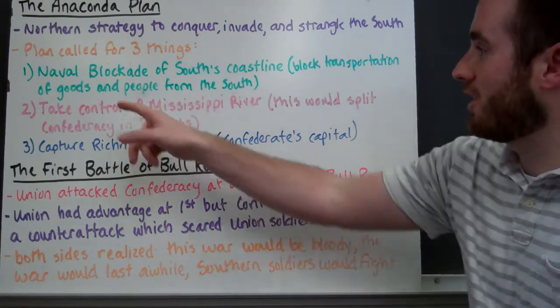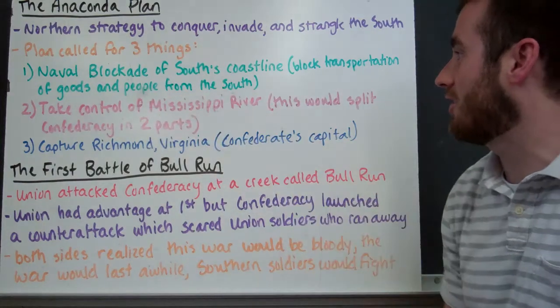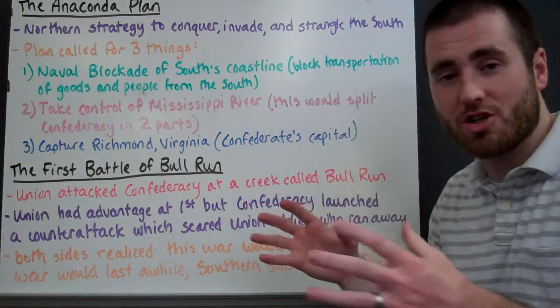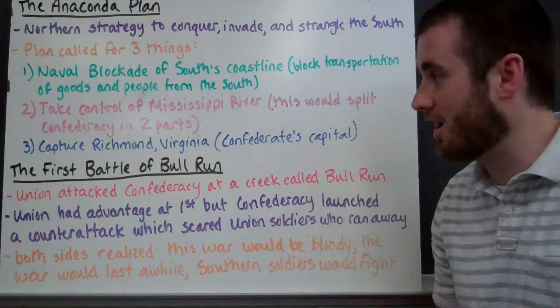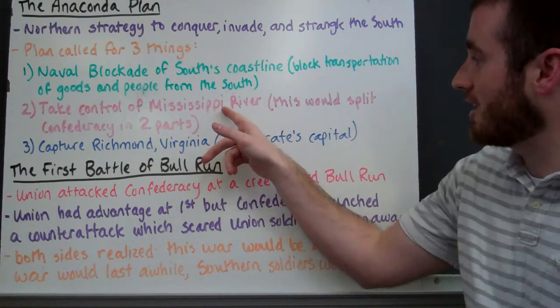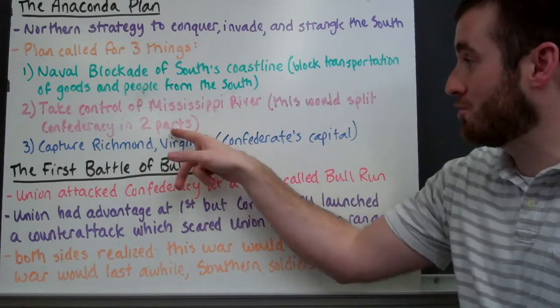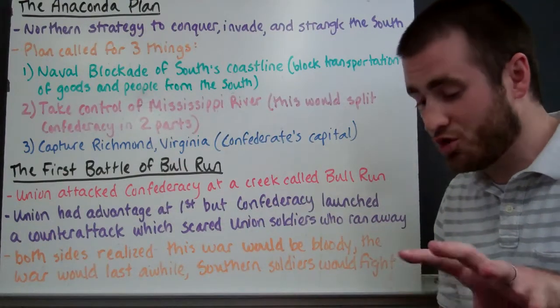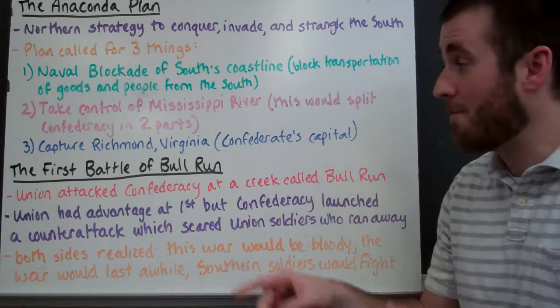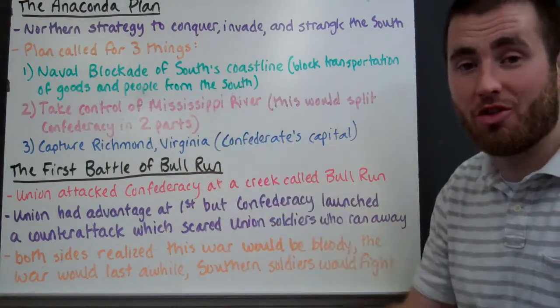So they wanted to do 3 things. Number 1, they needed a naval blockade of the South's coastline, so no transportation or goods were allowed in and out of the South. So they used ships to get out there. Number 2, they needed to take control of the Mississippi River. This proved to be a very tough test, but this would split the Confederacy in 2 parts. So now you had 2 separate entities that had to talk back to each other, and the Union Army was in the middle of that on the Mississippi River.